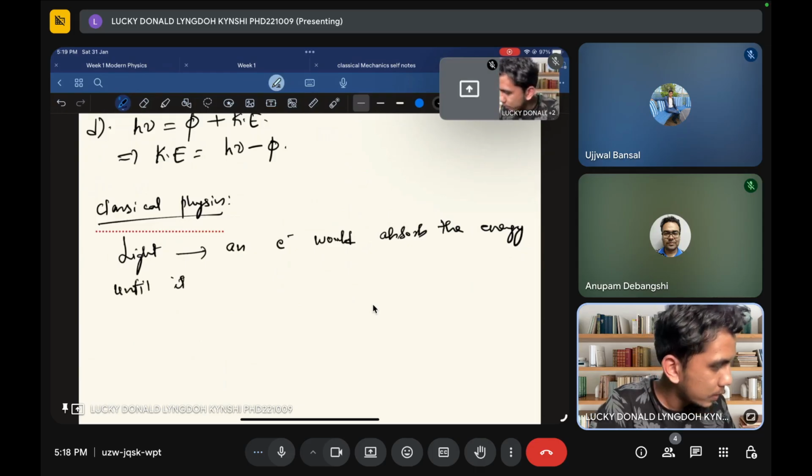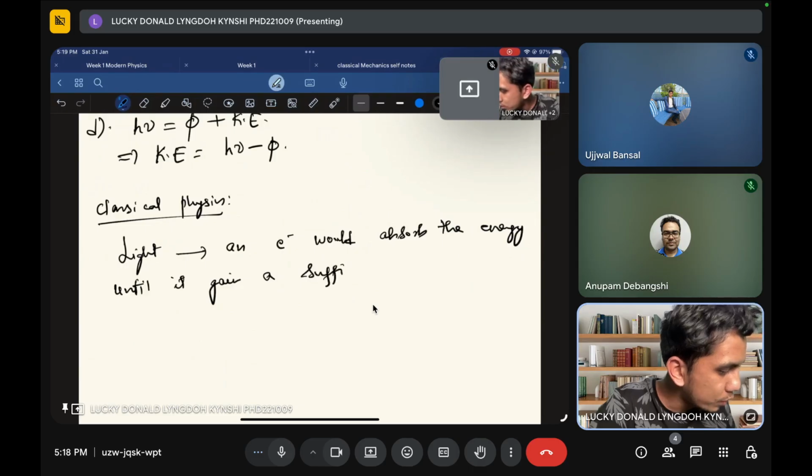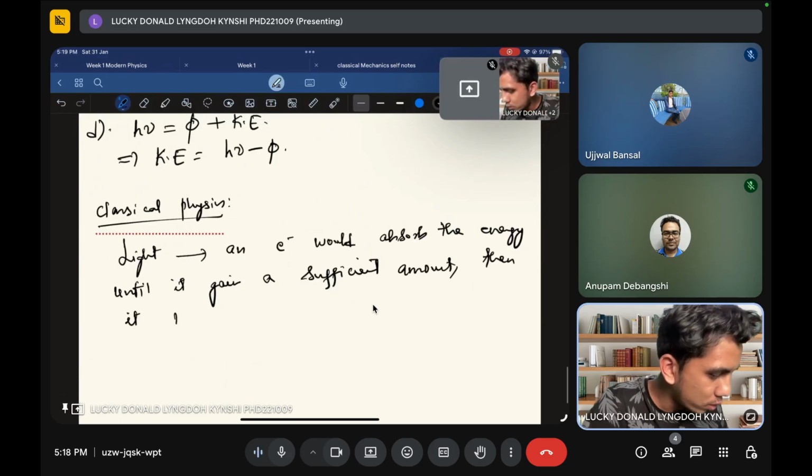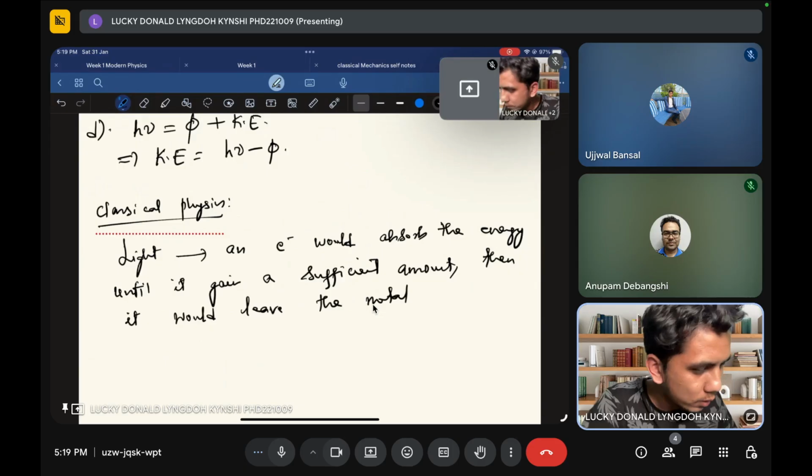it gains a sufficient amount, then it would leave the metals.